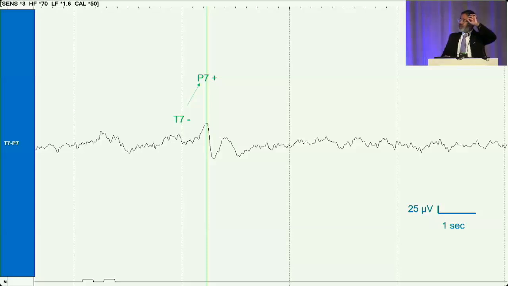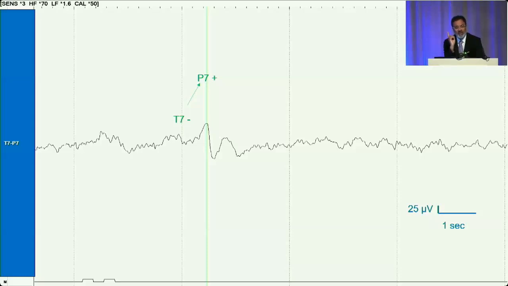So let's say that you have an upward deflection. That must occur if the first electrode is more negative than the second electrode. So if T7 is negative and P7 is positive, if you draw a line between those two, it creates an upward deflection. So what causes an upward deflection? One of two conditions. That is what we don't know. We do not know the polarity of the event, but let's assume that the polarity of this event was negative, okay, that generated this upward deflection.